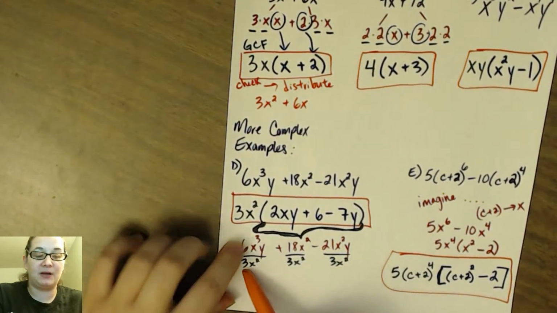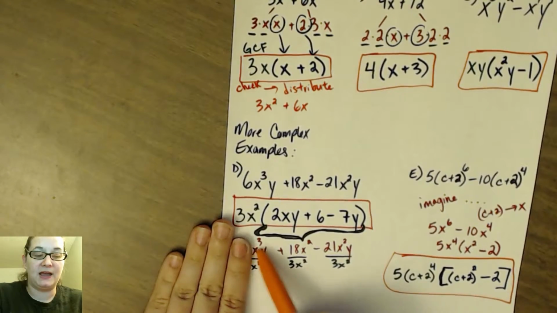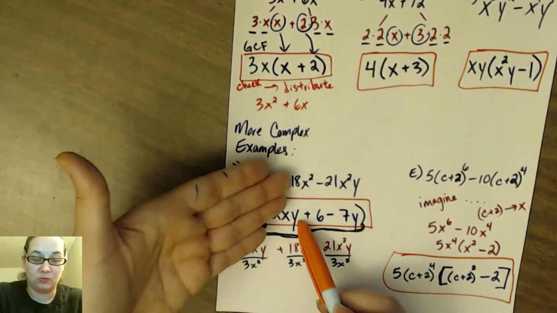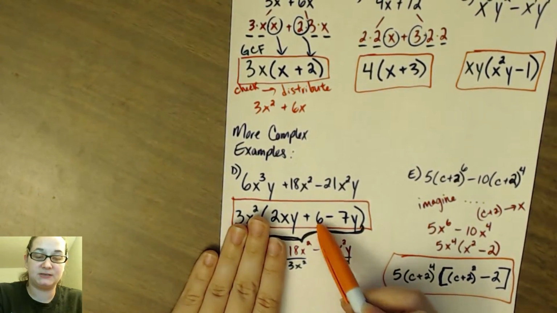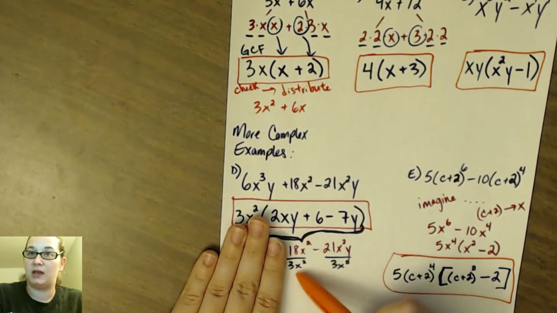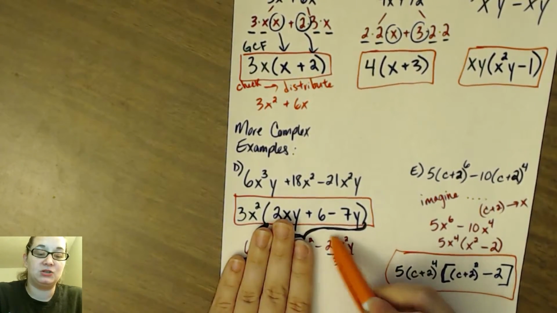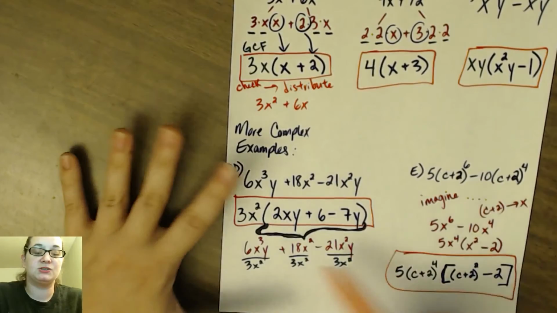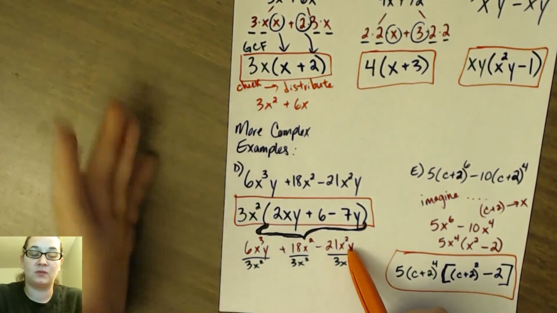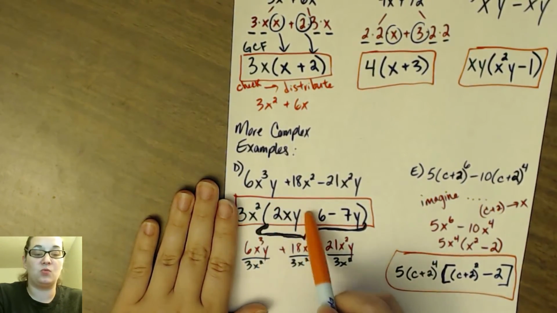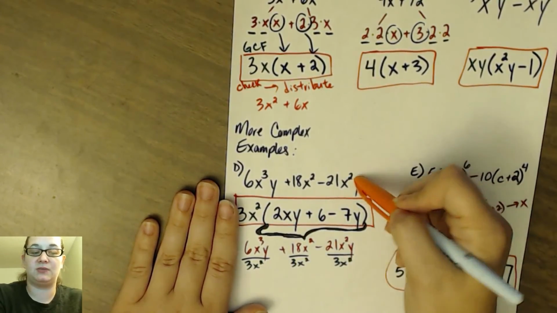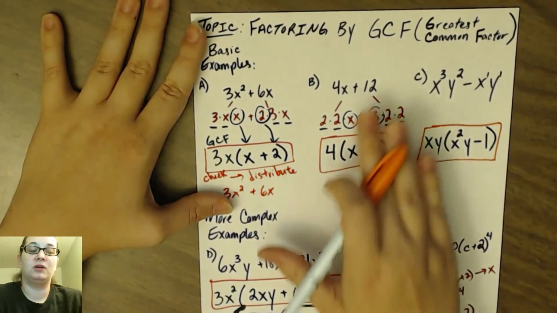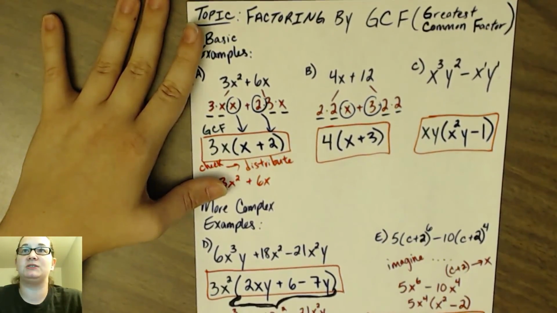So 6 divided by 3 is 2. If I had x cubed divided by x squared, I get x. And then y divided by nothing is still y, right? 18 divided by 3 is 6. X squared, those would cancel out. And then 21 divided by 3 is 7, and then x squared cancels, and then a y on top. So I could divide each term if it helps you, or you can think about what would I need to multiply to get the original. Either way, I hope if you were struggling on factoring by GCF that this helped you.